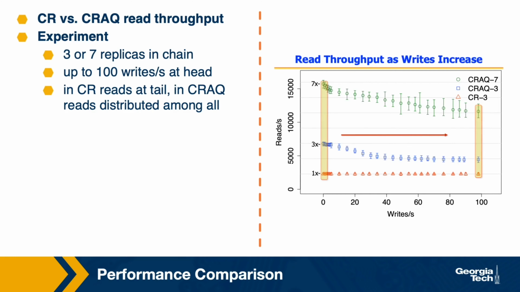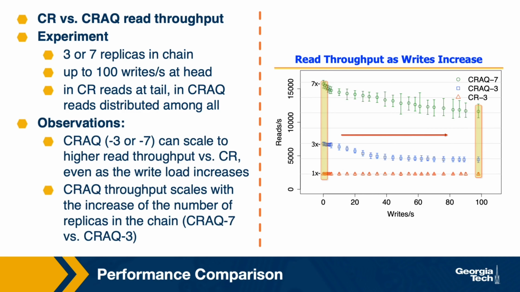This is an illustration from the paper, and it illustrates how the read throughput changes as the rate of writes in the system increases. The points with the different colors in this graph correspond to the red triangles to chain replication with 3 replicas, the blue squares to CRAQ with 3 replicas, and then the green circles to CRAQ with 7 replicas. What we see from these experiments is that the CRAQ technique consistently delivers higher read throughput than chain replication alone.